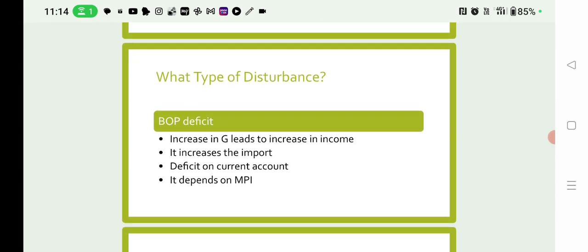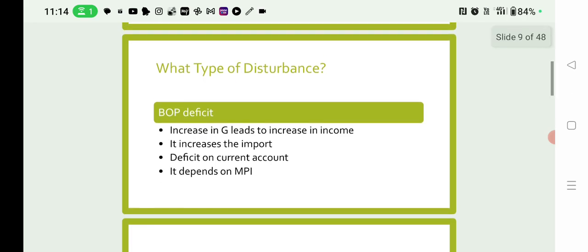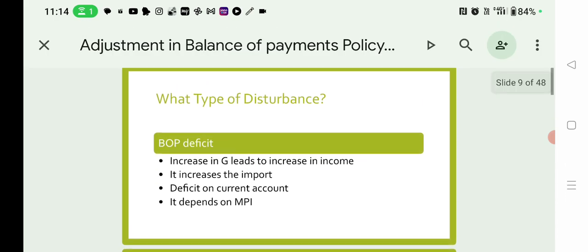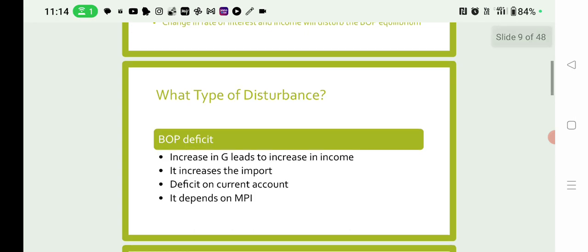That's a normal process, theoretical. That's the theoretical relation between income and import. So income increases, import increases. So when income is increasing, that means the deficit is created on the current account. So current account balance will be in the negative form. So that is a BOP deficit. That kind of severity of the deficit in the current account depends on the marginal propensity to import.